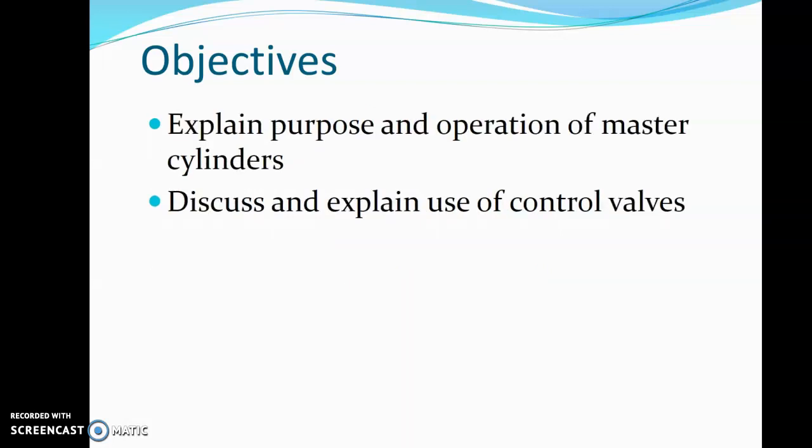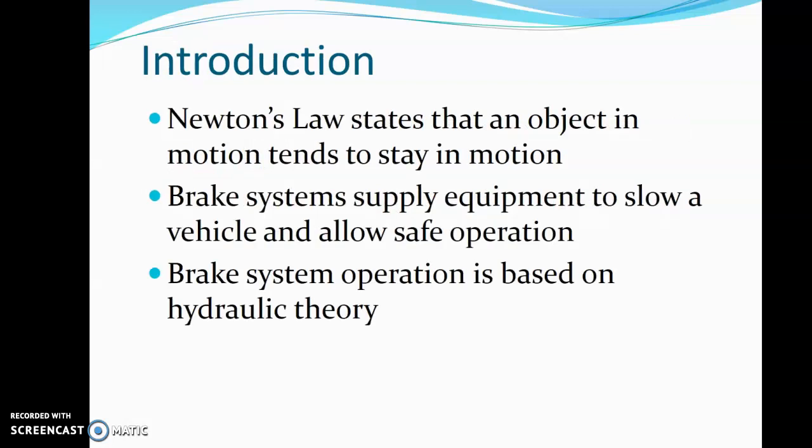Okay, master cylinders. We're talking about disc brakes and drum brakes on Thursday, different types of control valves, how brake systems work, etc. So Newton's law states an object in motion tends to stay in motion. Brake systems supply equipment to slow a vehicle and allow safe operation. And brake system operation is based on hydraulic theory.